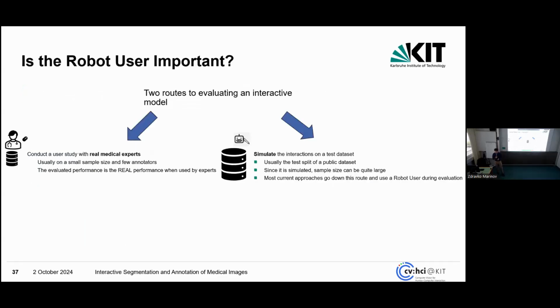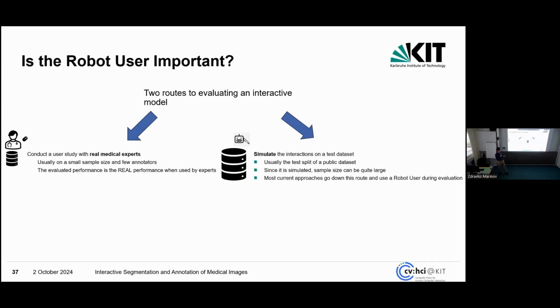And to understand that much better, we have to think about how we evaluate interactive segmentation models. There are 2 routes to do this. One is to really do an annotation study with real medical experts. For this, you need to set aside time and organize everything. And it's really difficult because you can usually only afford a small sample size and a few annotators. But what you report in the end is the real performance of the model, and that's really useful to understand how well the segmentation model works.